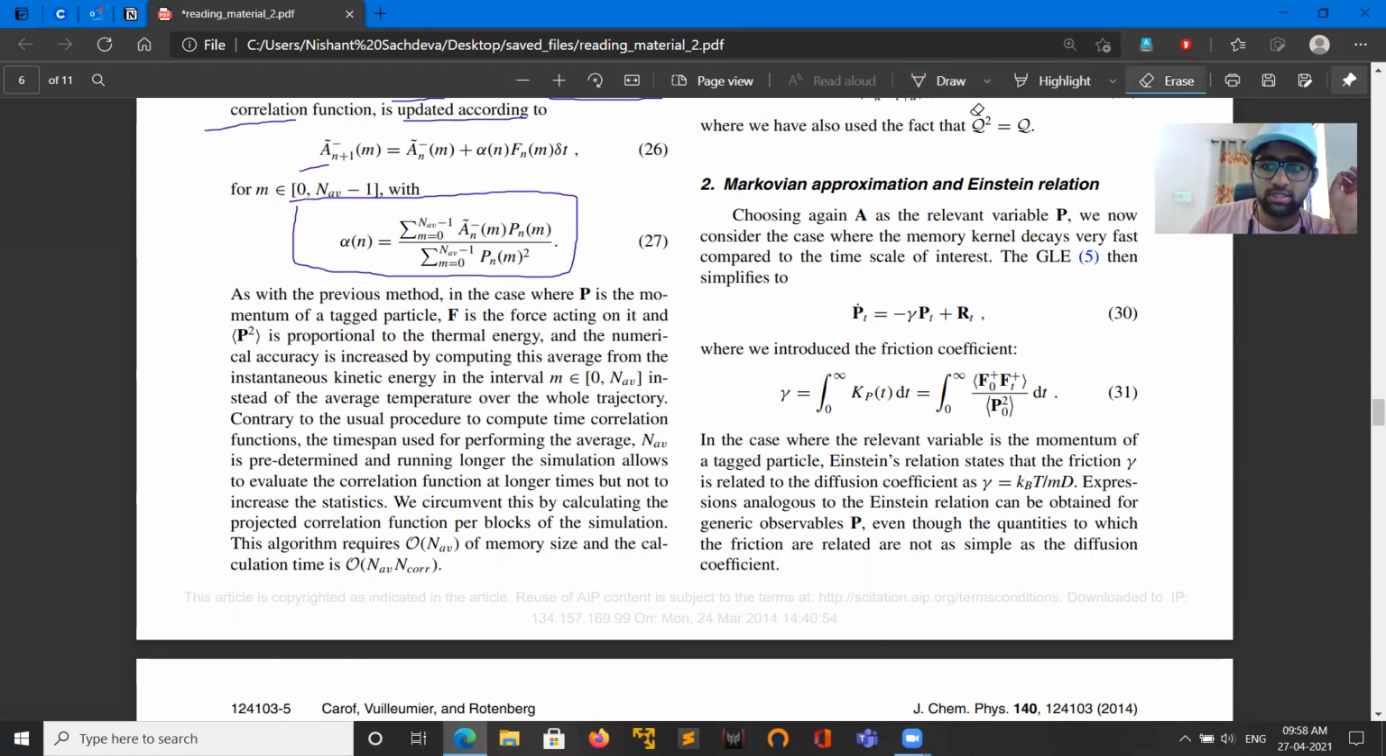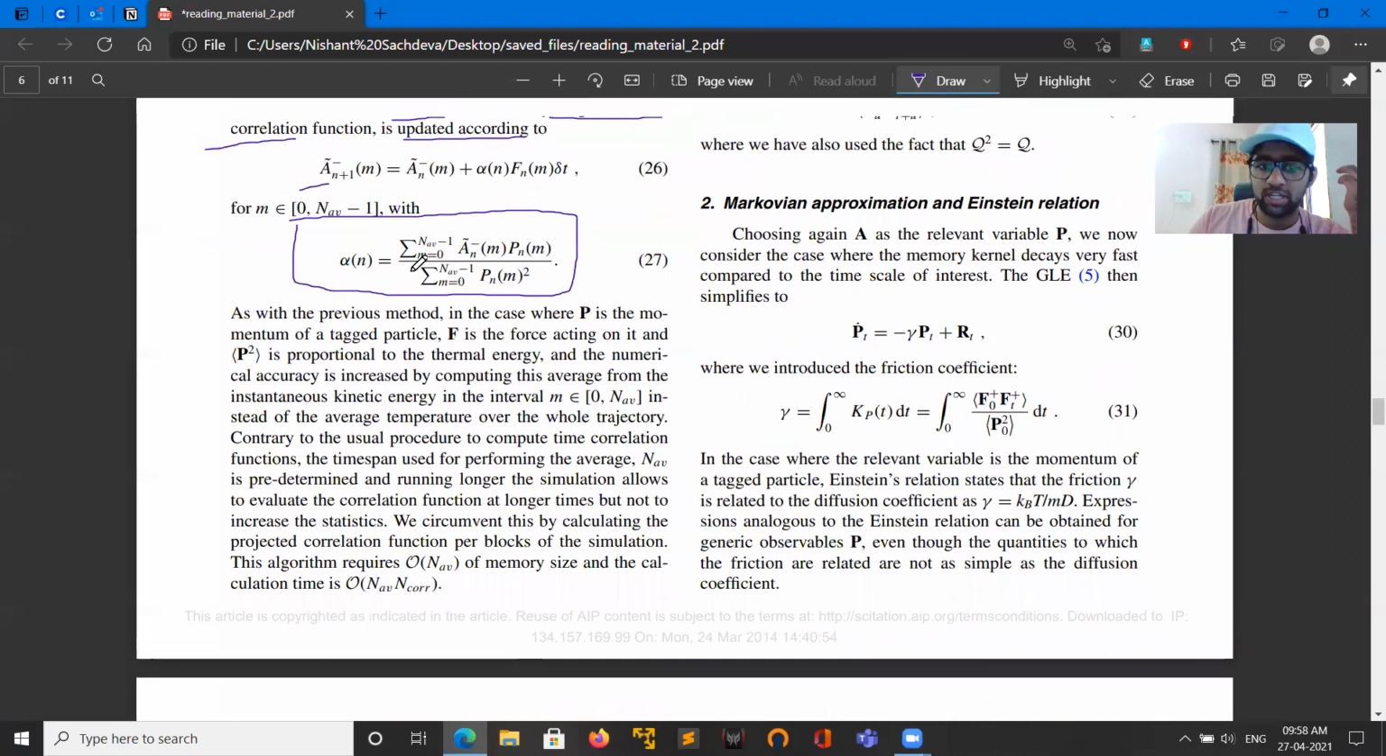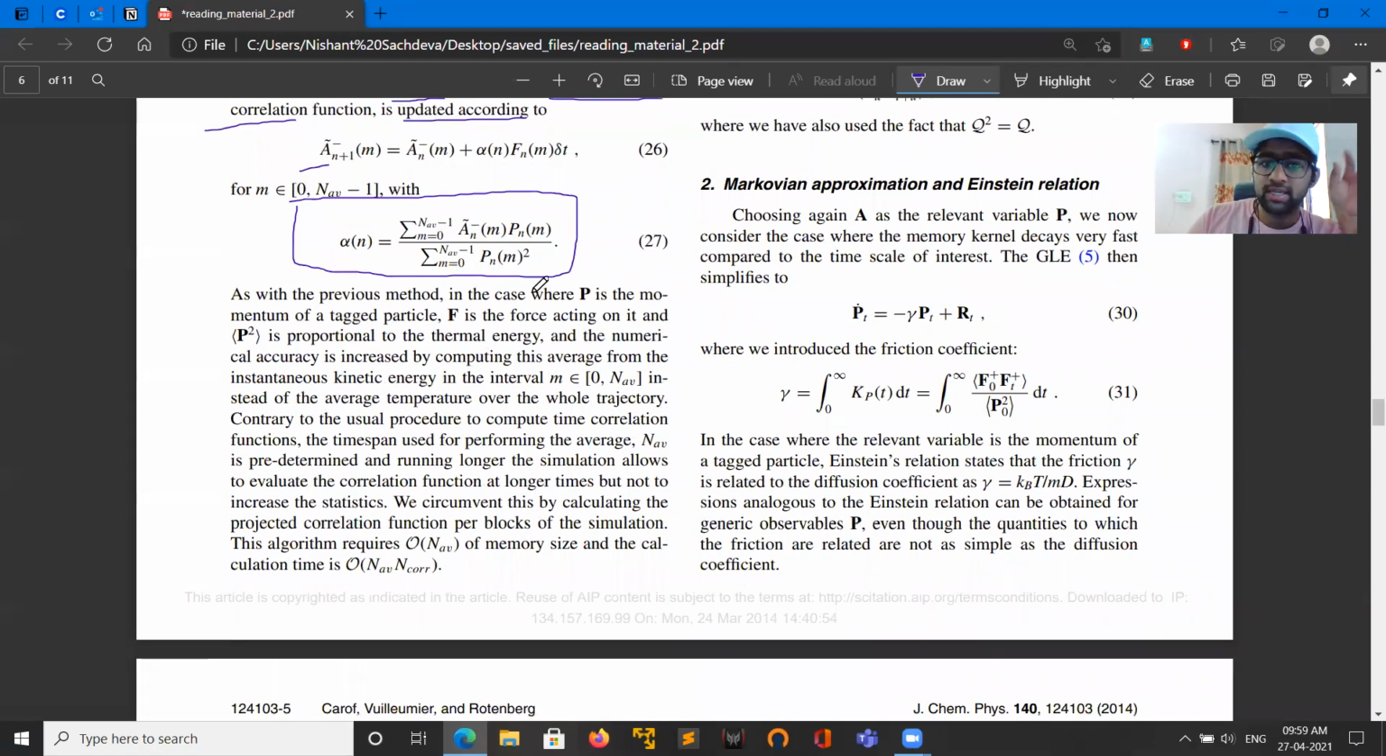Be careful here, so let's just repeat it. As in the previous method, the first one, in the case where P is the momentum of a tagged particle, F is the force acting on it, and P square is the thermal energy proportionate, and the numerical accuracy increased by computing this average from the instantaneous kinetic energy in the interval 0 to n average, instead of the average temperature over the whole trajectory.